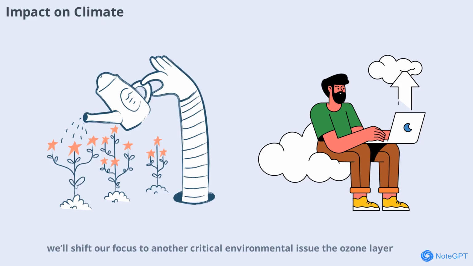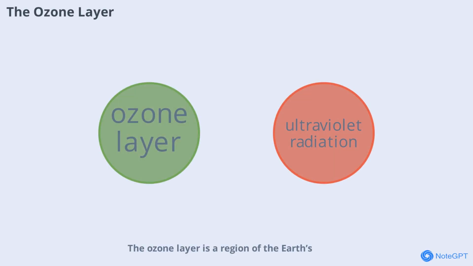Next, we'll shift our focus to another critical environmental issue: the ozone layer. The ozone layer is a region of the Earth's stratosphere that contains a high concentration of ozone (O3) molecules. It acts as a protective shield, absorbing most of the sun's harmful ultraviolet (UV) radiation.